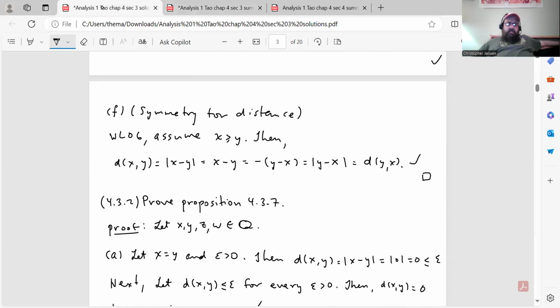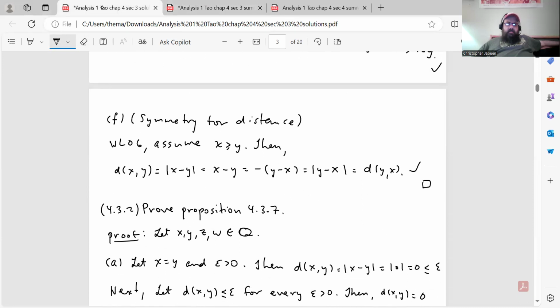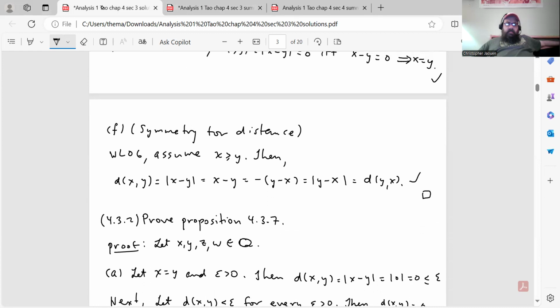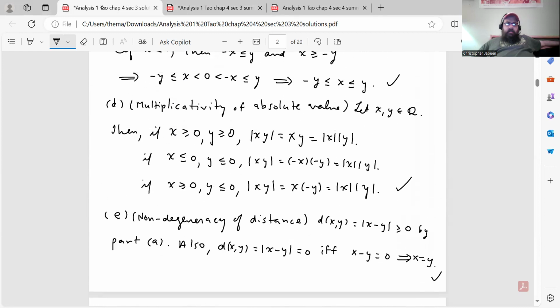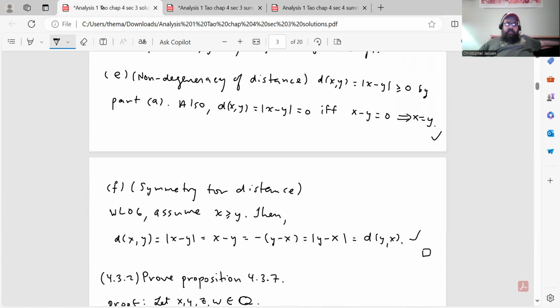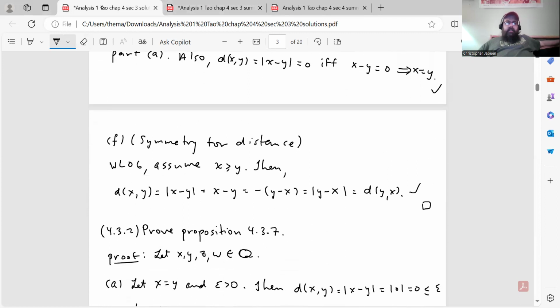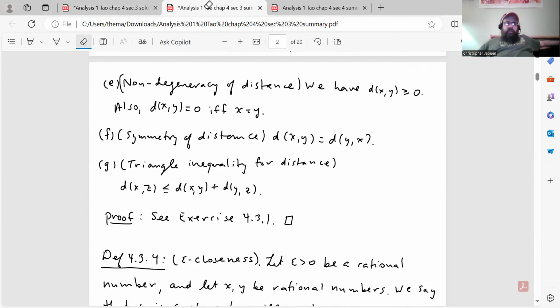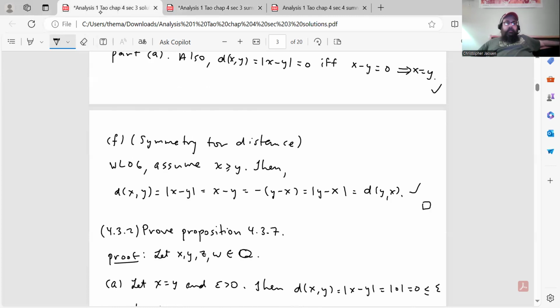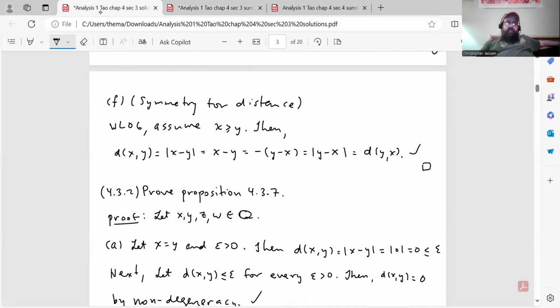Did I do the... I think I skipped the triangle inequality for distance. Anyway, let's do symmetry here. Symmetry is part F, which says that the distance between x and y is equal to the distance between y and x. Right, so without loss of generality, let's assume that x is greater than or equal to y.